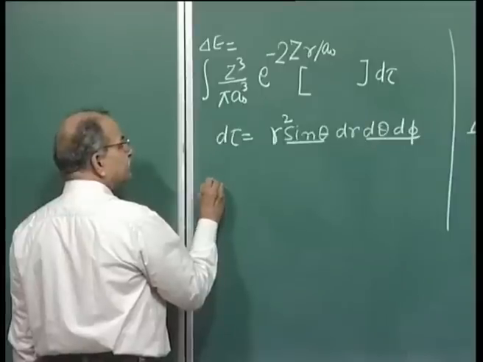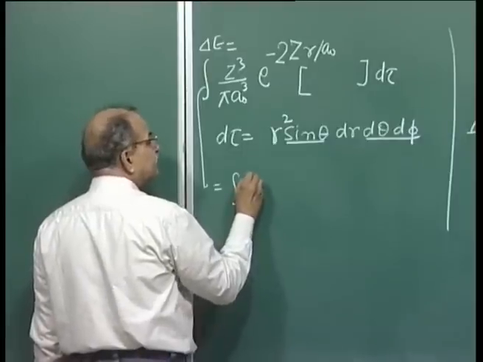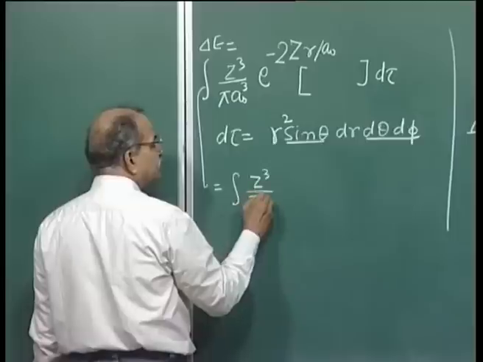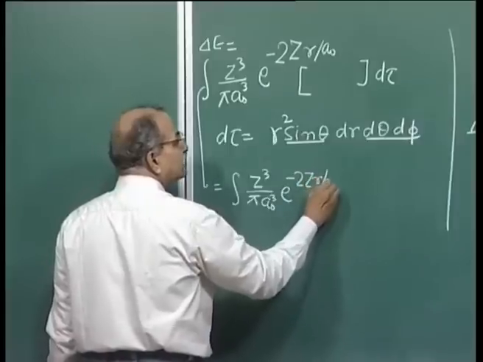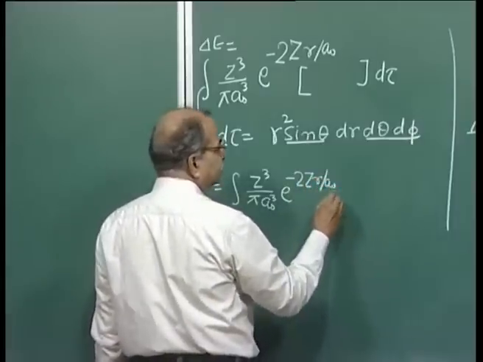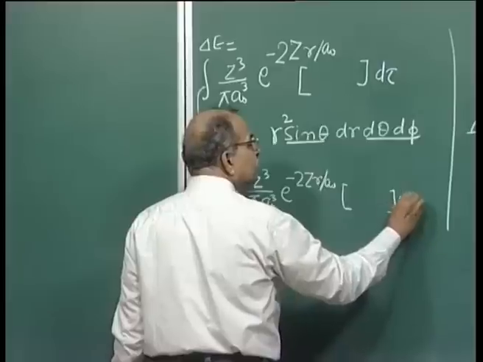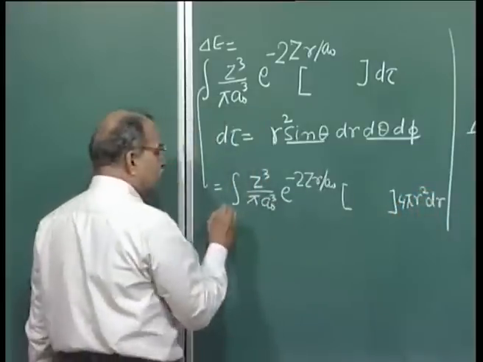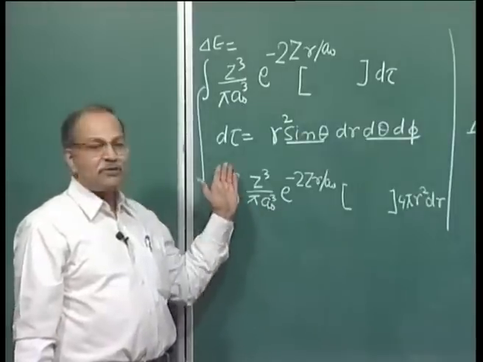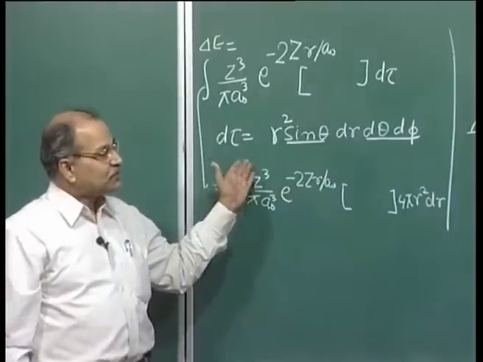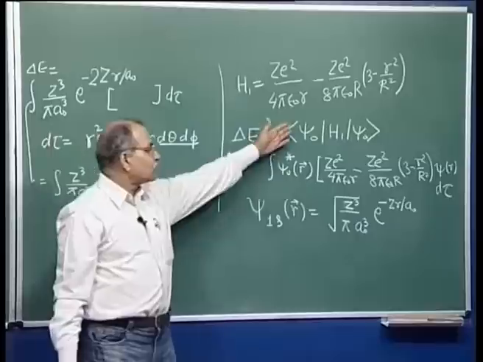So, this integration is an integration on r, and that is z cube by pi a naught cube, all these things, e power minus 2 z r by a naught, and then this factor, let me write it this way, and then 4 pi r square dr, where r should go from where to where? Limit of r: this is to be integrated on the whole space.